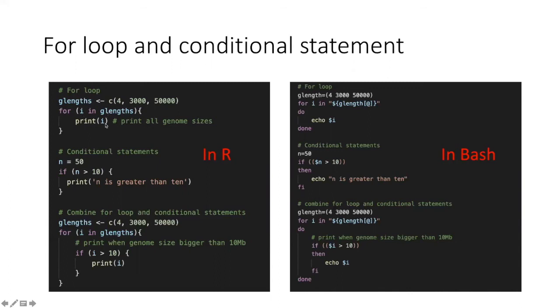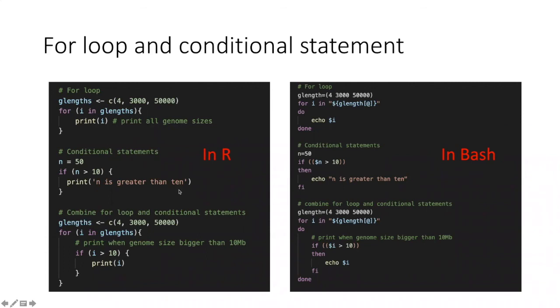And it's the same thing for conditional statements. In this case, I have a number, and I want to check whether the number is greater than 10. If that's the case, execute this print function to print n is greater than 10. Again, the conditional statement goes inside the parenthesis, followed by brackets. And within the brackets, you do the execution line, all right? So both for loop and conditional statement, the structure is very similar.